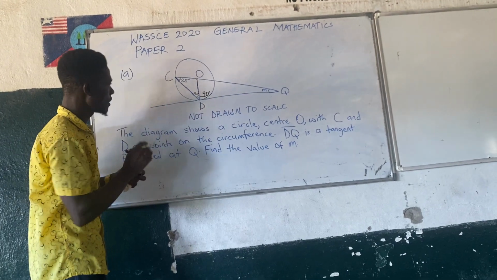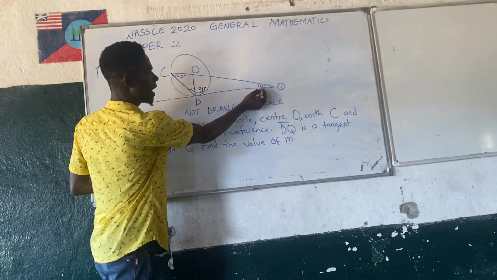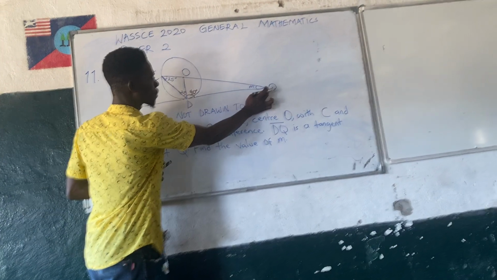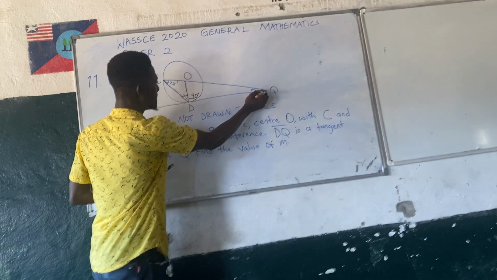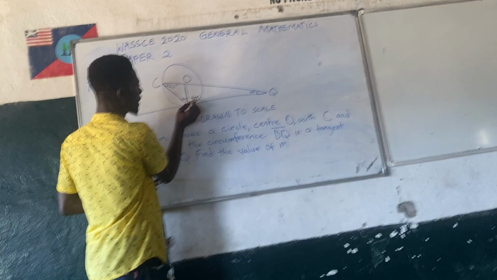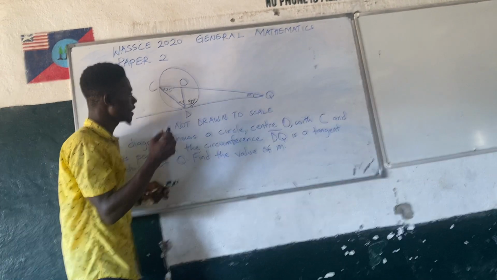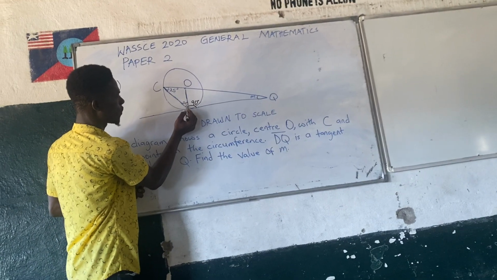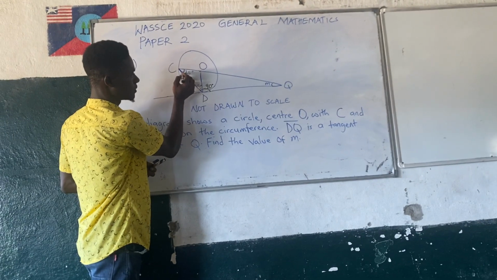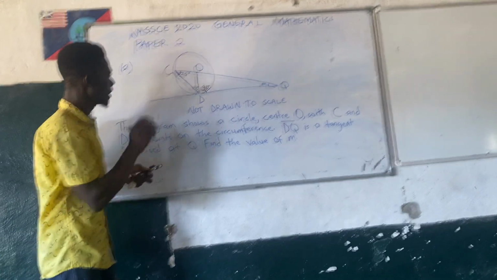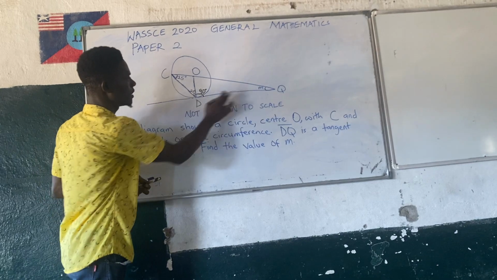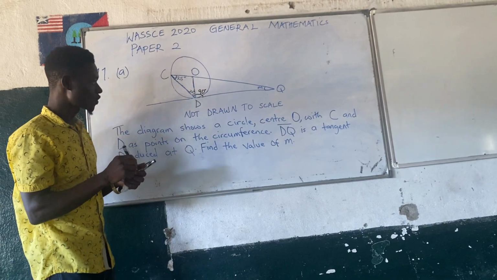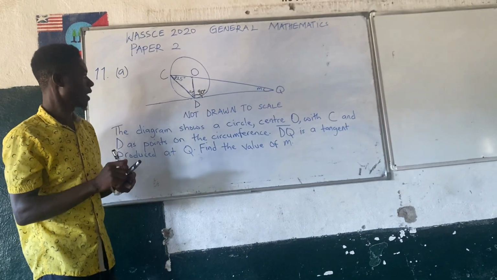So having said that, we've identified that M is part of the triangle CDQ. So in order to find this angle M, we need to get the measures of at least two of the interior angles, which are now known. That is this angle right here and this angle right here. So we now have the two angles in triangle CDQ, which will make it easier for us to find the value of M using the sum of the interior angles of any triangle.